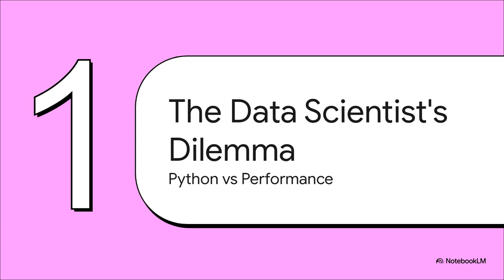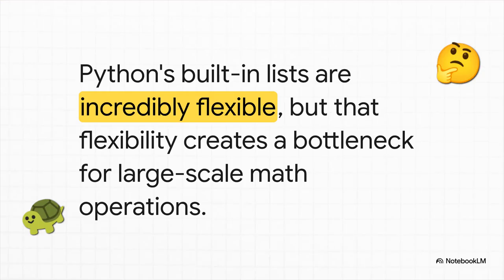Look, we all love Python. It's easy to read, it's super versatile, and the community is massive. But its standard out-of-the-box tools just weren't built for the kind of high-speed number crunching that modern data analysis is all about. I mean, just think about Python's go-to for storing a bunch of stuff, the list.